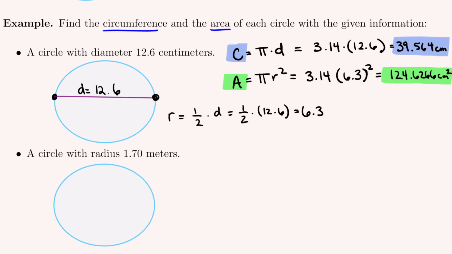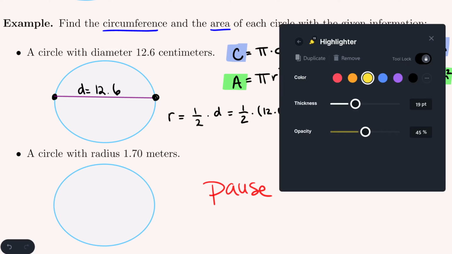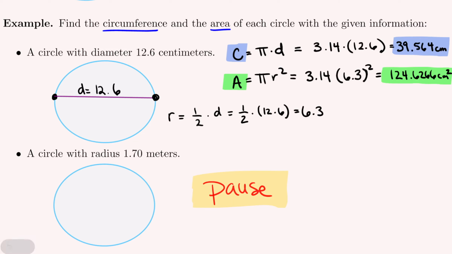Now the next problem is very similar. We just have a circle with a different radius measure, so the radius is said to be 1.7, and you're asked to find the circumference and area. As this is related to the last example that we did right above this, I would encourage you to take some time and pause the video and attempt this on your own, and then when you're ready, unpause to check your work.